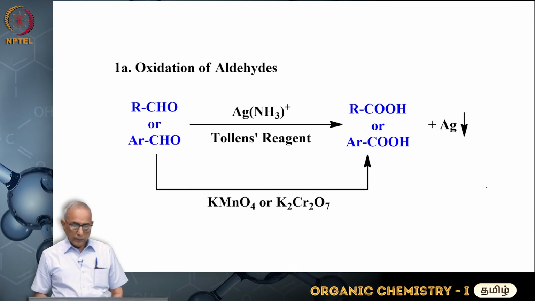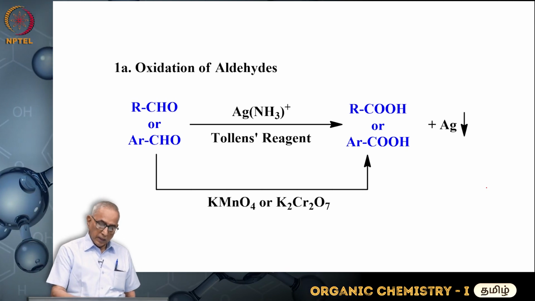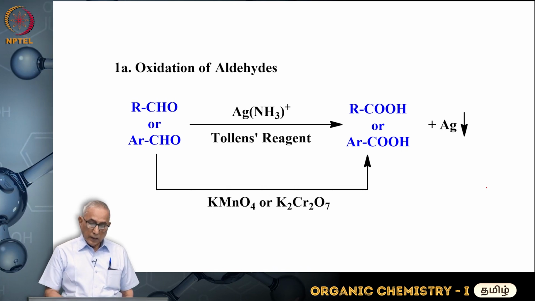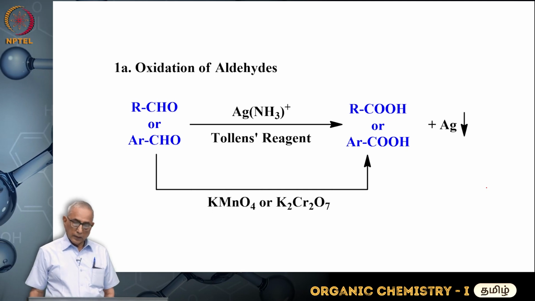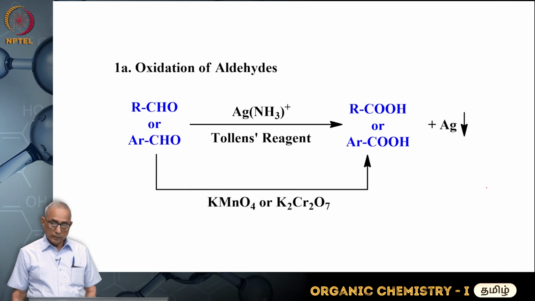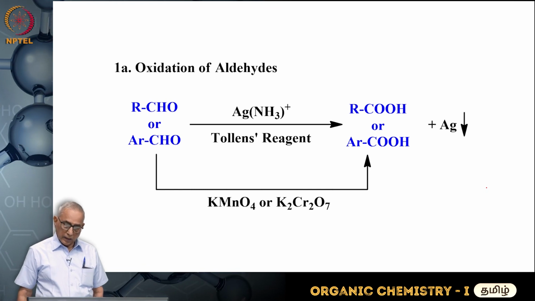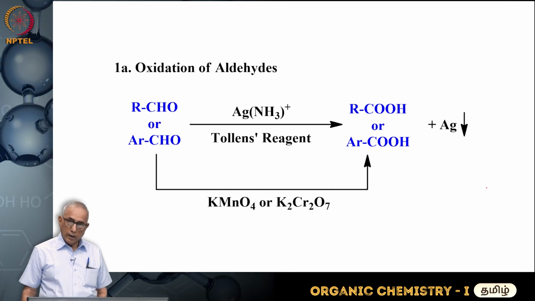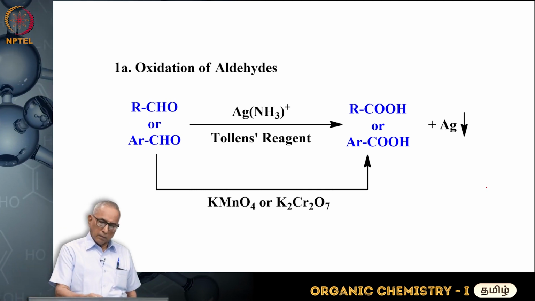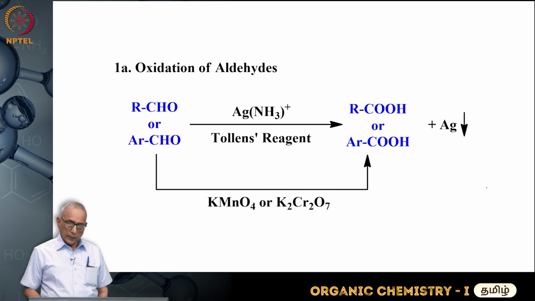Now, there are two reagents that are used in the oxidation. One is Ag(NH3)2+. This is called the Tollens reagent. You take silver nitrate and add ammonia, you will get silver hydroxide. You add excess ammonia, first silver hydroxide precipitates. If you add excess ammonia, the solution becomes clear. Then this complex of silver will be formed, Ag(NH3)2+. This is a metal complex.